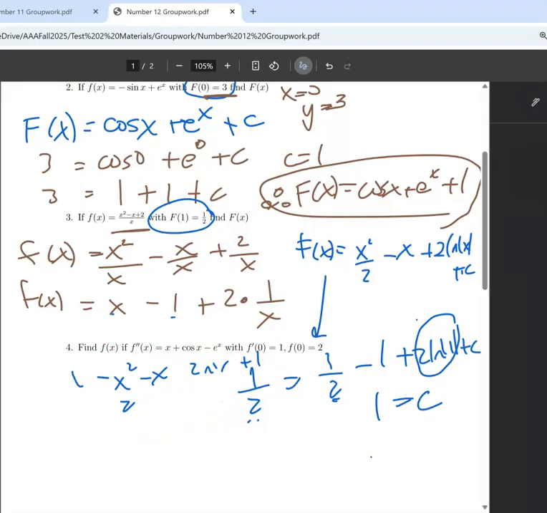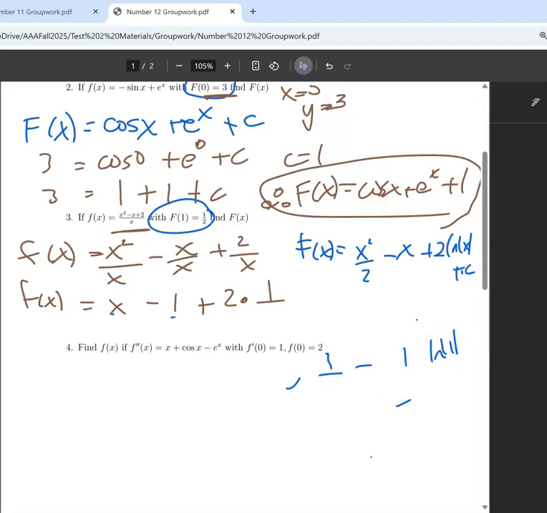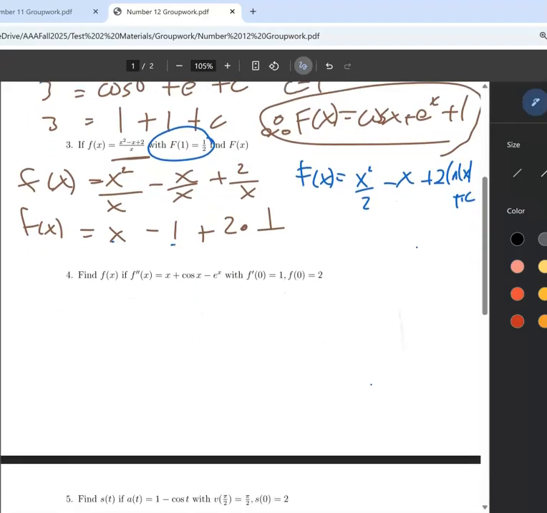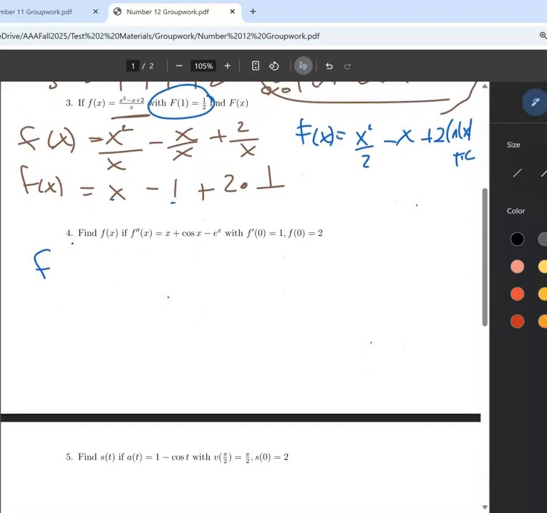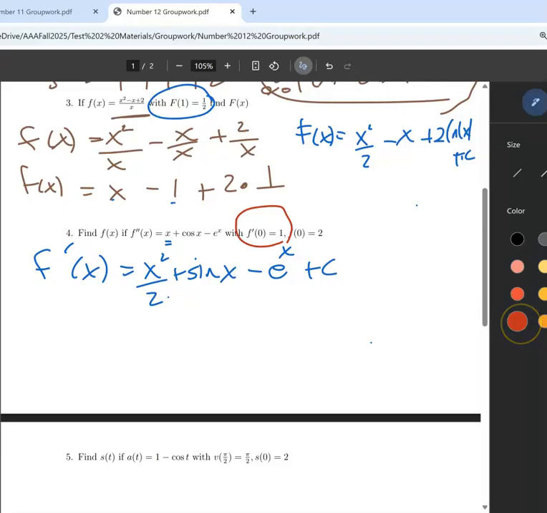All right, let's go to the next one. Oh my goodness, they give us 2 derivatives. So when we take one antiderivative, that just is undoing one derivative. So let's undo one derivative. So antiderivative gives me x squared over 2. I take the derivative of sine, it gives me cosine. If I take the derivative of e to the x, it gives me e to the x, and then I get a plus c.